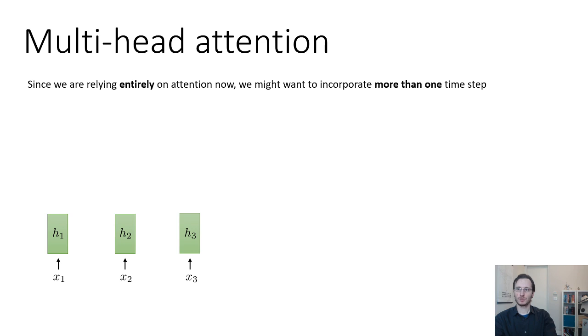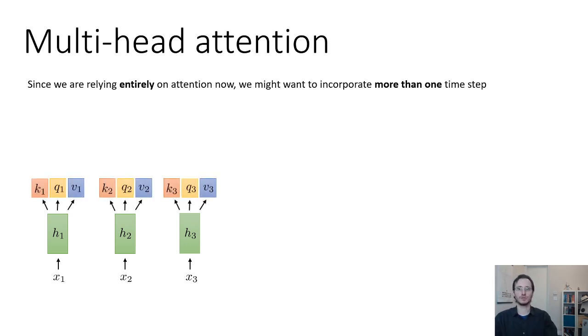All right, so since we're relying entirely on attention now, it might be really desirable to allow the self-attention mechanism to incorporate information from more than one time step. So, for example, maybe at position two, you really want to get the subject of the sentence and the verb and somehow combine the two of them. So maybe you would like your attention mechanism to fetch the subject, and separately you would like a different attention mechanism to go fetch the verb so that you can put them together.